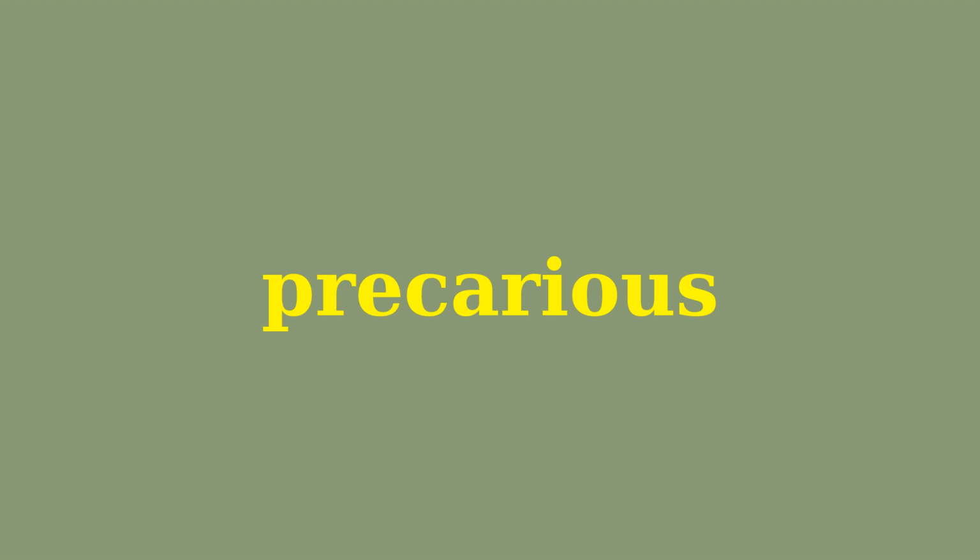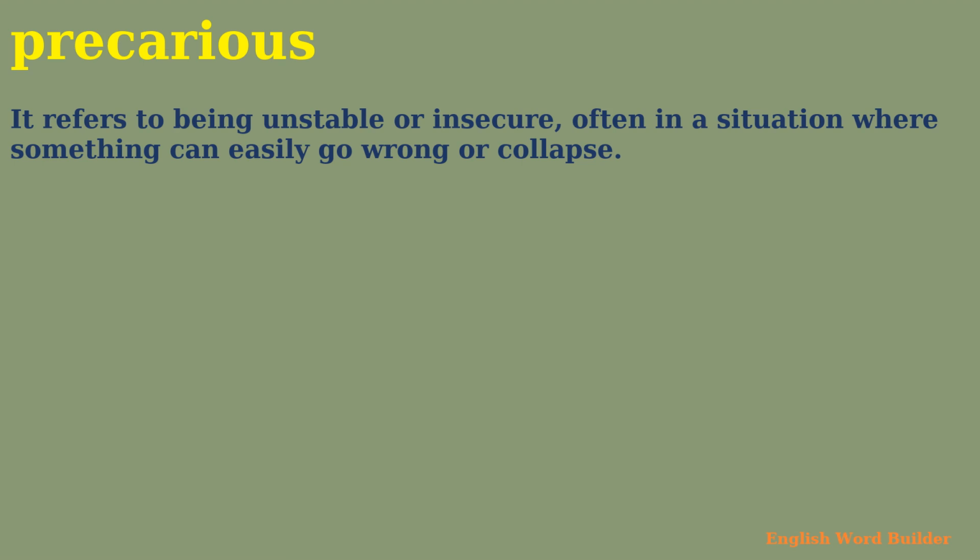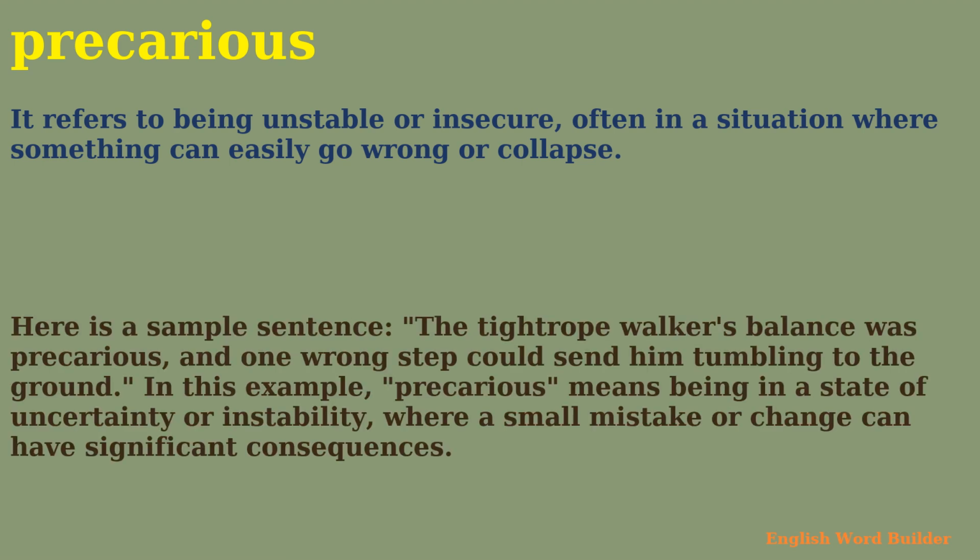Precarious. It refers to being unstable or insecure, often in a situation where something can easily go wrong or collapse. Here is a sample sentence. The tightrope walker's balance was precarious, and one wrong step could send him tumbling to the ground. In this example, precarious means being in a state of uncertainty or instability, where a small mistake or change can have significant consequences.